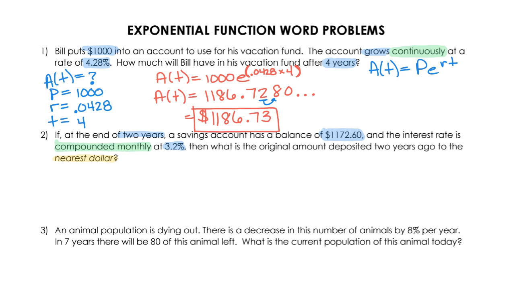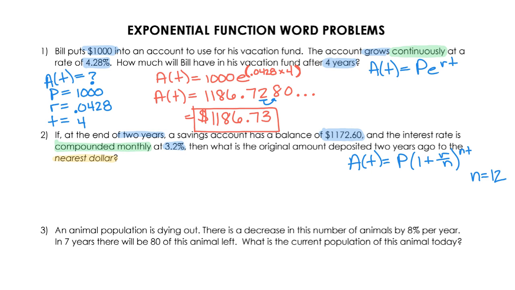So this one's a little bit different. In fact, we've never solved one like this, where it's talking about what was the original amount given the final amount. But a formula is a lot of times just plugging and chugging along. So let's see what happens. I did recognize that we're using a different formula. This is our A of t equals P times 1 plus R over N raised to the NT. Because it says monthly, our N value is going to be 12.